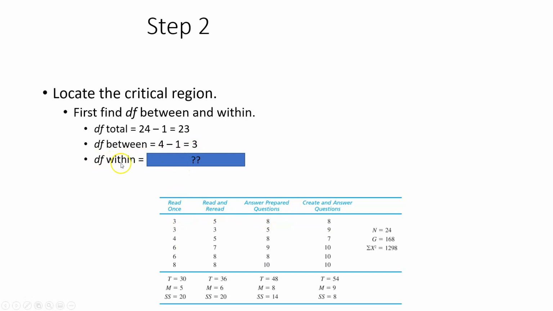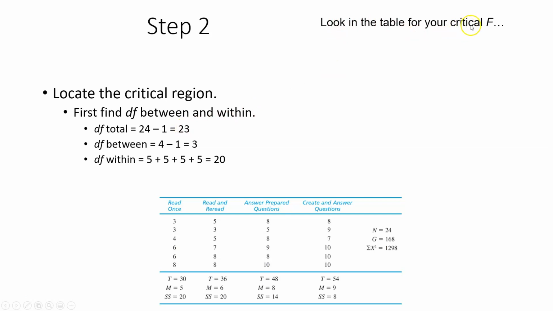The degrees of freedom within, remember this is the number of scores in each condition minus 1. And you add them all up. So you have here 6 scores minus 1 is 5, for each of the four conditions. 5 and 5 and 5 and 5 is 20. That's the degrees of freedom within. But this and this add up to that.